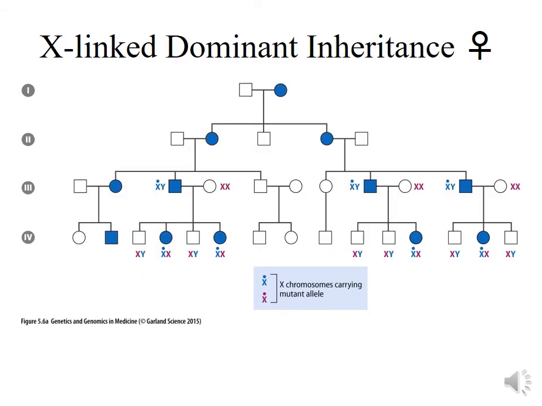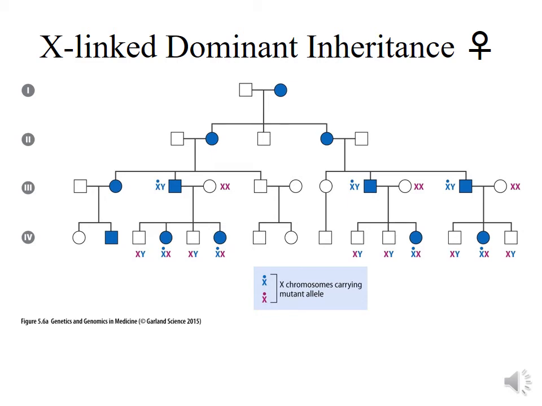This slide shows a pedigree depicting X-linked dominant inheritance as shown in females. This slide depicts each child of an affected parent having a 1 in 2 chance of being affected. Remember, affected individuals are shown by the filled symbols. There's a 50% chance that an affected female can transmit a mutant X allele to sons and to daughters. The risk is the same, irrespective of the sex of the child.